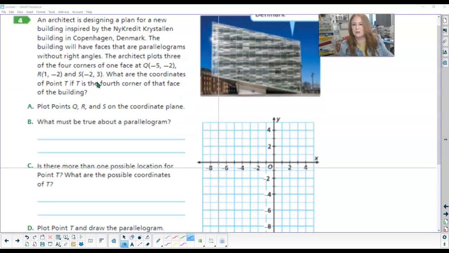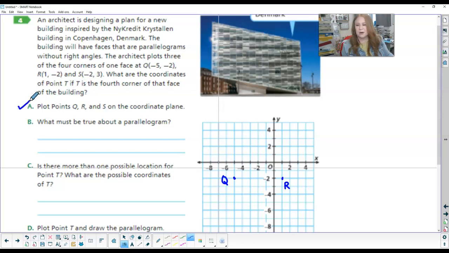The architect plots 3 of the 4 corners at -5, -2. So over to the negatives and down. So there's our first one, Q. And then over 1, positive, down 2. So we can see, right? These are going to make that nice straight line here. We're making that line. And then S, I'm going to have you go ahead and put S on there. And then we've got to figure out T.